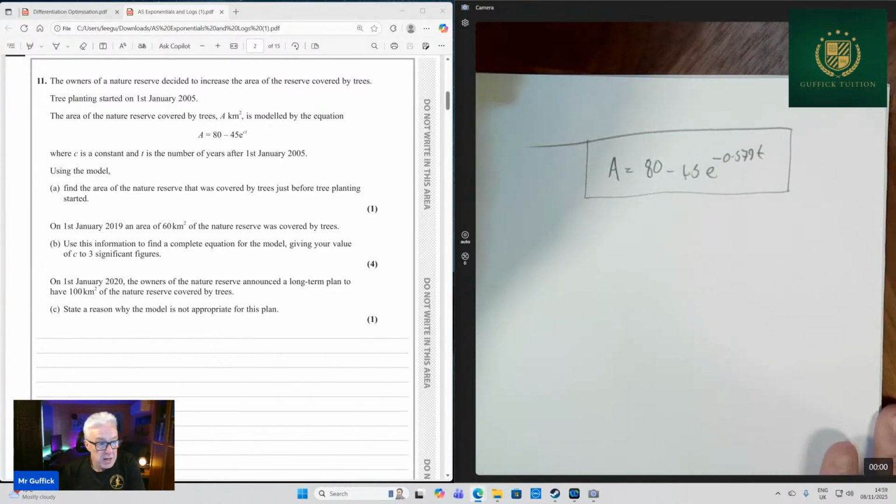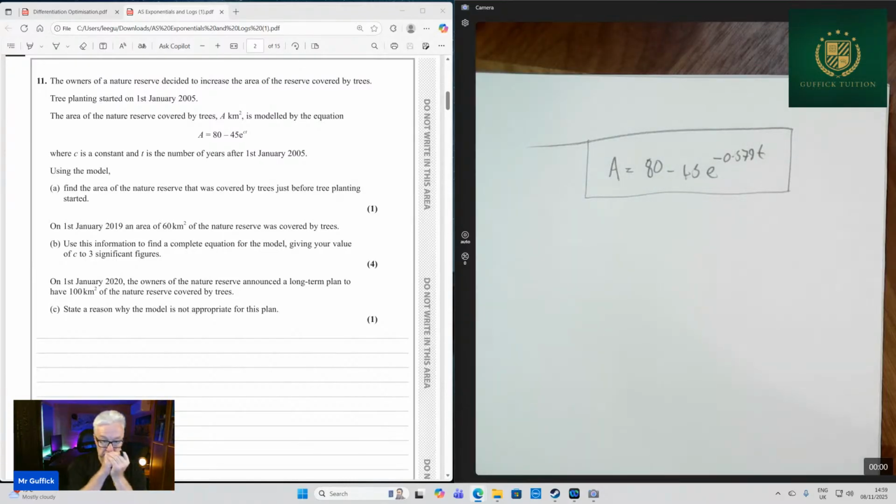Okay, and it says on the 1st of January 2020, the owners of the nature reserve announced a long-term plan to have 100 kilometers squared of the nature reserve covered by trees. Okay, state a reason why the model is not appropriate for this plan.